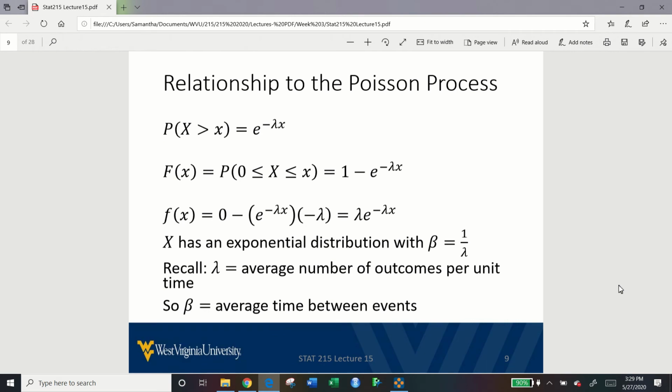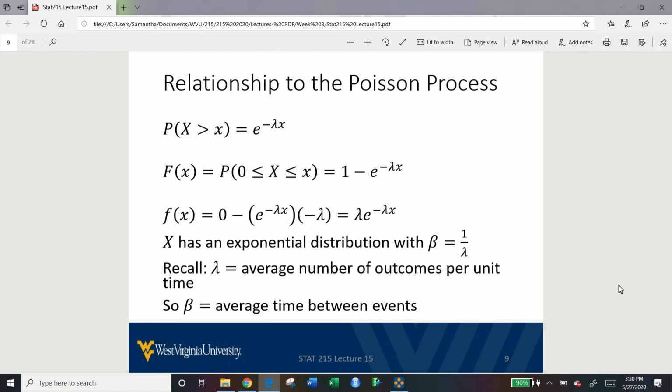Now, how this connects to our exponential distribution. We've allowed that the probability of X greater than x is equal to e^(-λx). This means that our CDF F(x) would be equivalent to the probability of 0 ≤ X ≤ x, which would equal 1 minus e^(-λx). Then we would find our f(x) to be equivalent to 0 minus e^(-λx) multiplied by negative λ, which would be equivalent to λ e^(-λx).